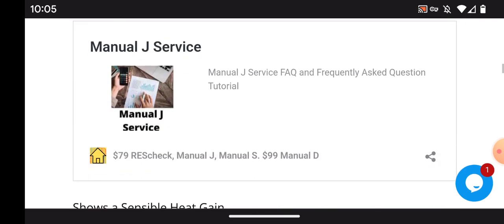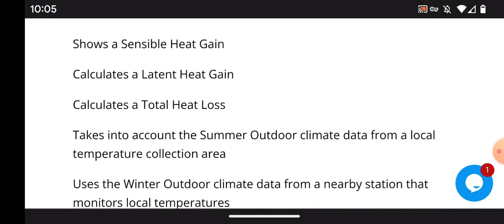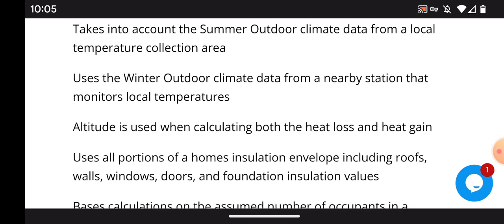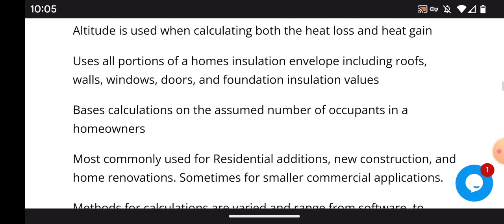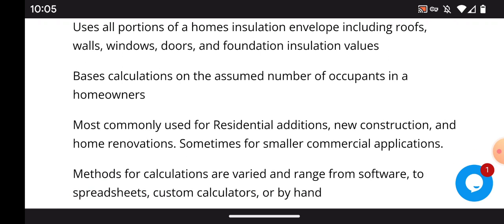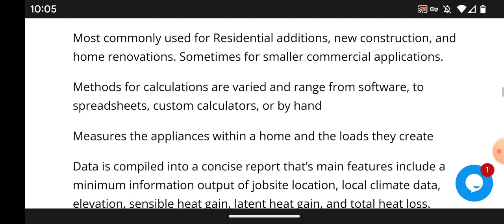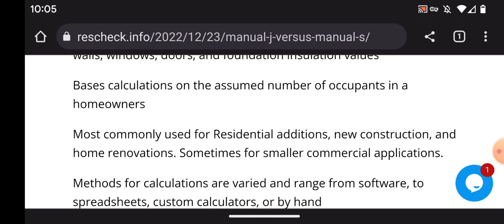Manual J has the following characteristics on every report. Shows a sensible heat gain, calculates a latent heat gain, calculates a total heat loss, takes into account summer outdoor climate data from a local temperature collection area, uses winter outdoor climate data from a nearby station that monitors local temperature. Altitude is used when calculating both heat loss and heat gain. Uses all portions of a home's insulation envelope, including roof, walls, windows, doors, foundation, insulation values. Bases calculations on the assumed number of occupants in a home.